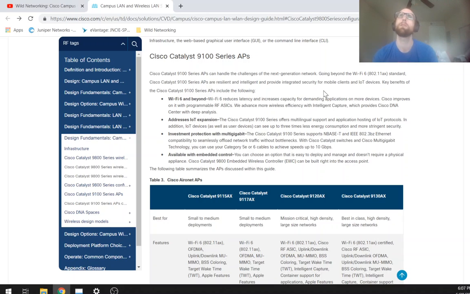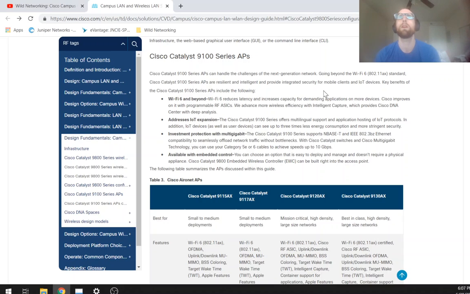Cisco Catalyst 9100 series APs can handle the challenges of the next generation network, going beyond the Wi-Fi 6 802.11ax standard. Cisco Catalyst 9100 series APs are resilient and intelligent and provide integrated security for mobile clients and IoT devices. Key benefits of the Cisco Catalyst 9100 series APs include the following. Wi-Fi 6 and beyond. Wi-Fi 6 reduces latency and increases capacity for demanding applications on more devices.